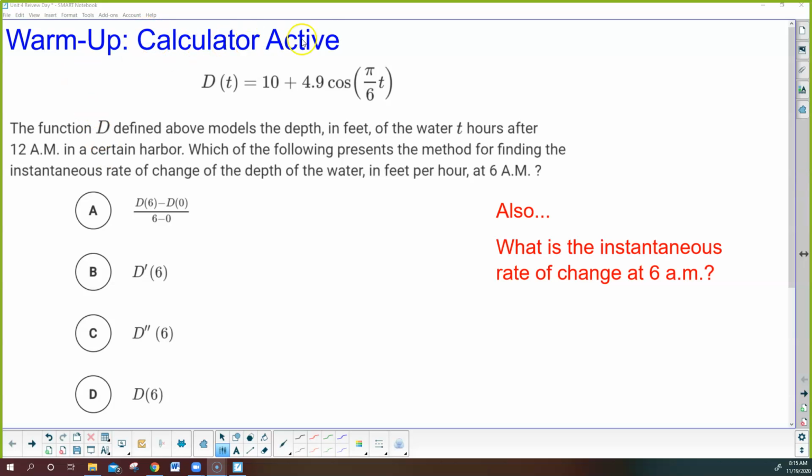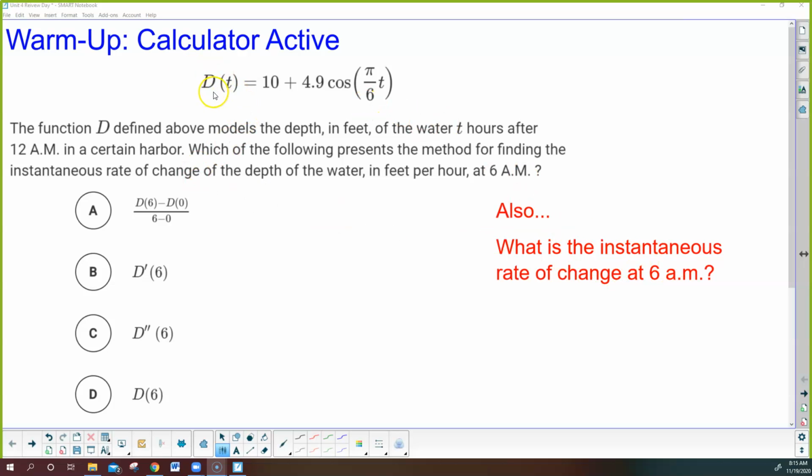In this warm-up, it says calculator active, which, when you get to the AP test, you're going to have part of the test that is calculator and that is no calculator. If you see a problem like this, you don't need to show any work. You answer the question and you're done. And actually, you don't even need a calculator to answer the multiple choice part, but the extra piece that I put in, this is where you would use your calculator.